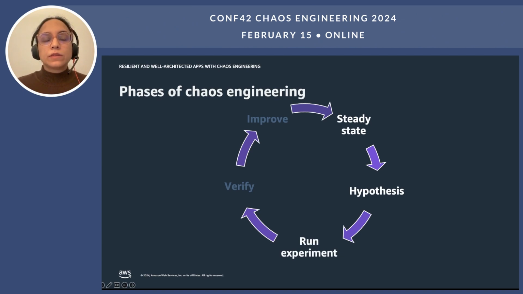Next stage is run experiment. You don't need to run experiments in production right away. A great place to get started with chaos engineering is a staging environment. By running experiments in staging, you can see how your system will likely react in production while earning trust within your organization. And as you gain confidence, you can begin running experiments in production.